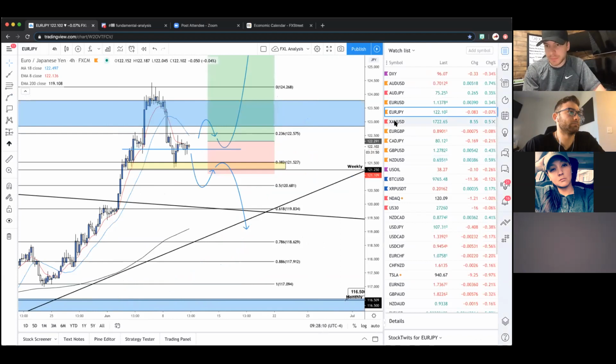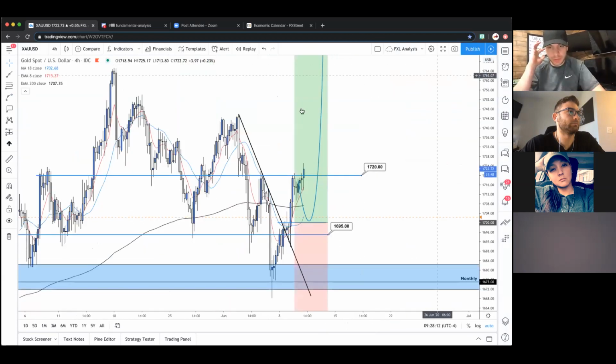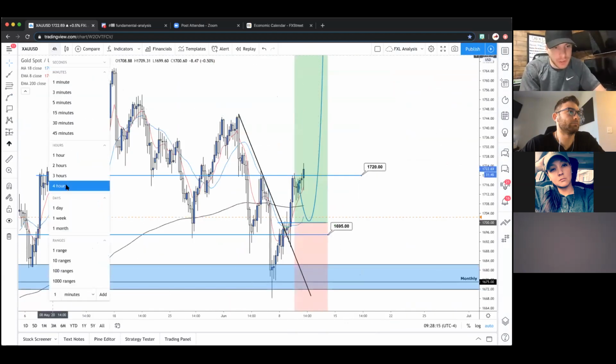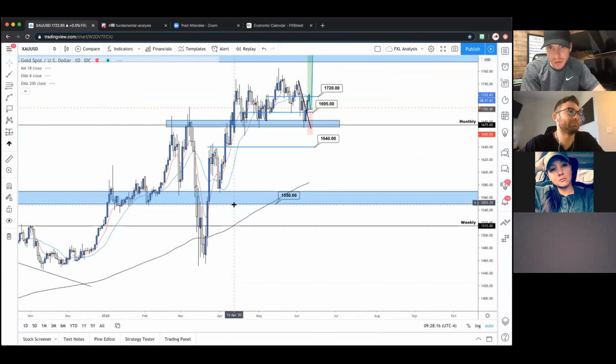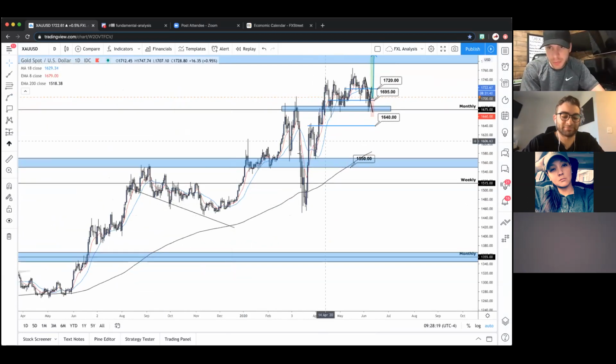Finally, we're going to cover gold. This thing's kind of going off right now. Let's go ahead and jump to the daily. Super bullish off the bat. We could see that it has been for quite a while.